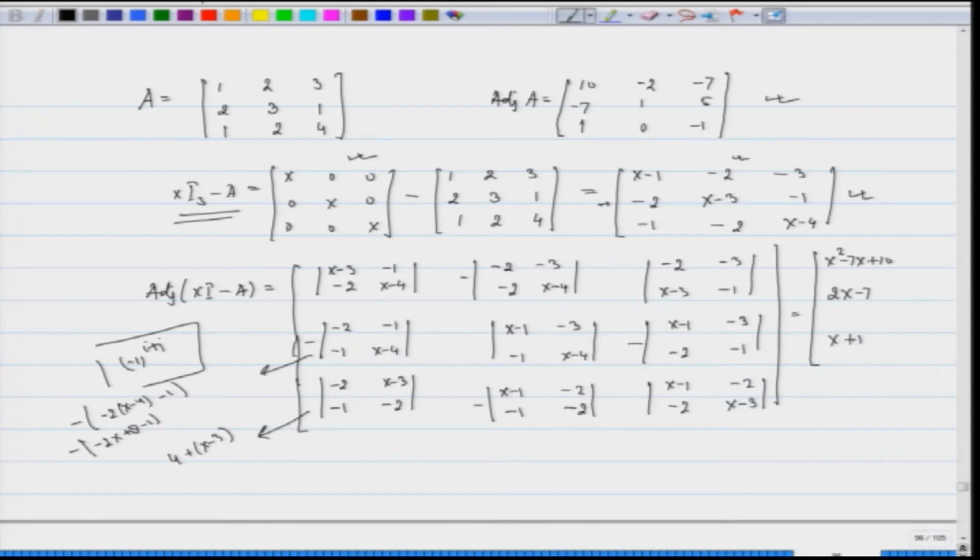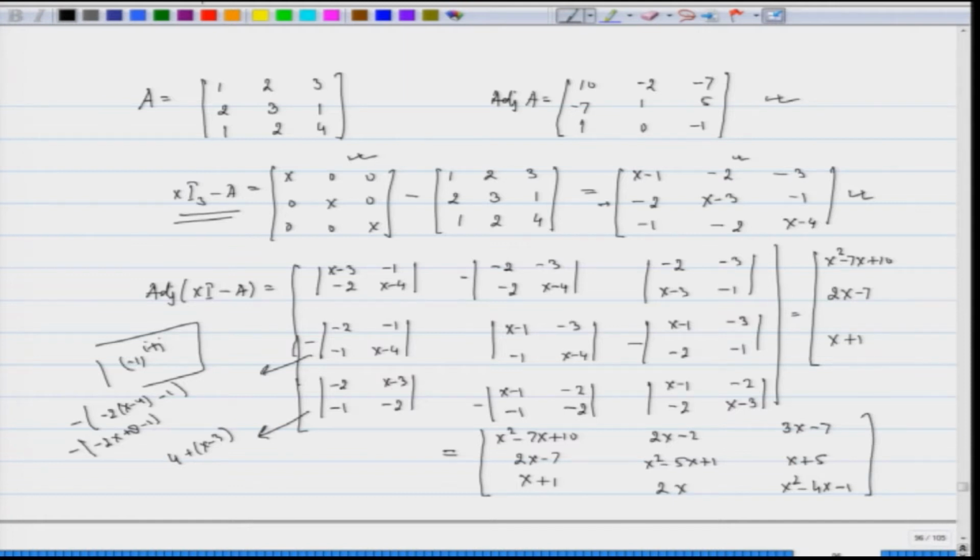I would like you to compute it yourself. So this turns out to be equal to, let me complete it so that I use it afterwards: x square minus 7x plus 10, 2x minus 7, x plus 1; 2x minus 2, x square minus 5x plus 1, 2x; 3x minus 7, x plus 5 and x square minus 4x minus 1.